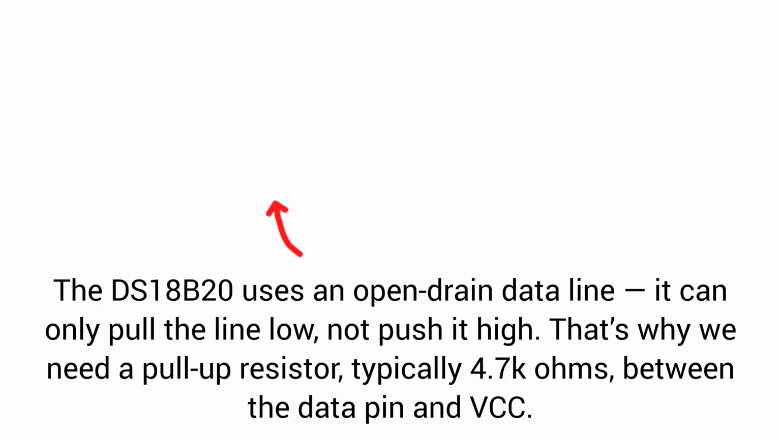The DS18B20 uses an open drain data line, which means it can only pull the line low, not drive it high. This is why a pull-up resistor is necessary to keep the line at a high state when the sensor is not pulling it low.